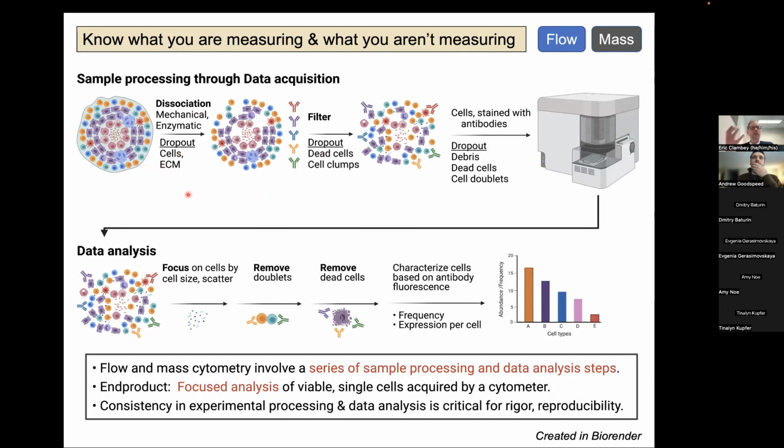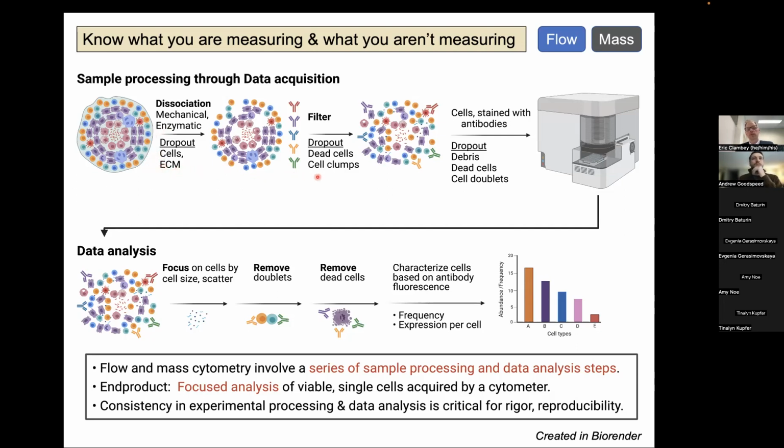These are inherent in the technology, but I'd like to point out that along the way, there are some points in which you can have either experimental or technical dropout of different cells and cell types. So for instance, if you have a tumor tissue, it has to undergo mechanical and enzymatic digestion, and you will get some dropout of cells and extracellular matrix with this process.